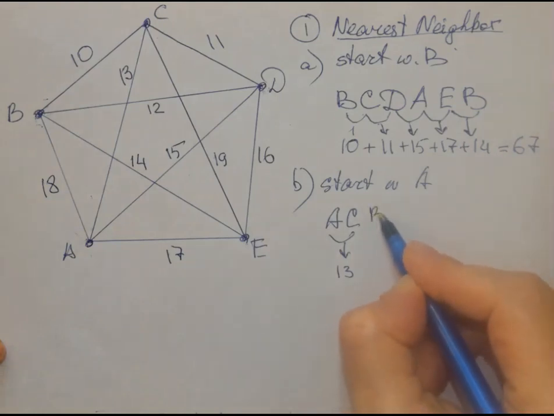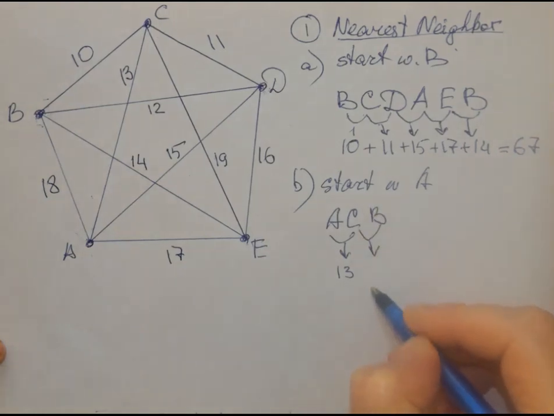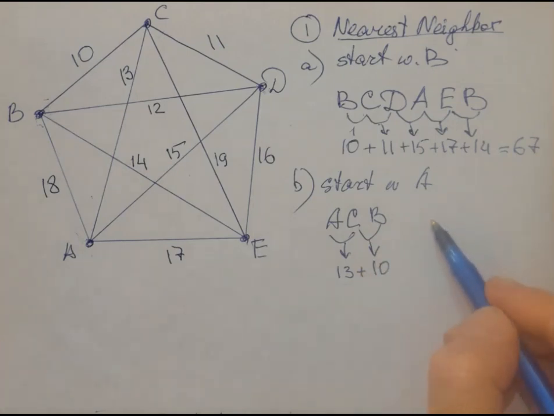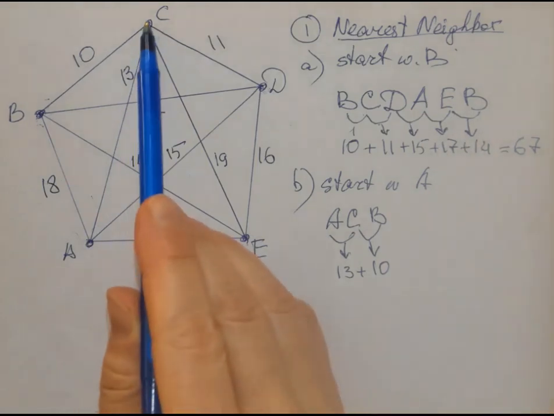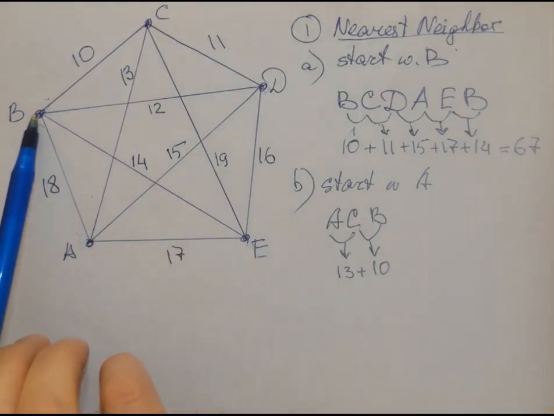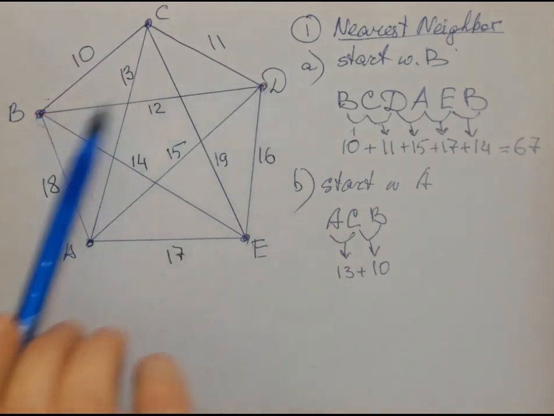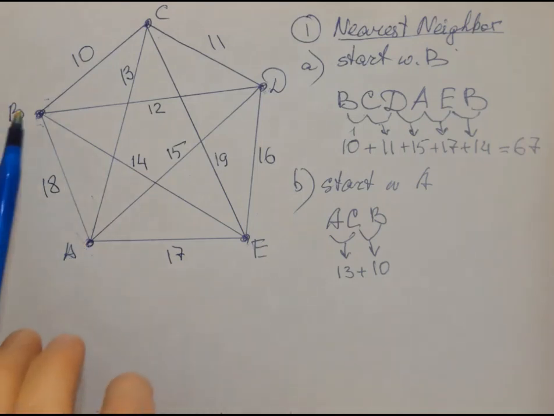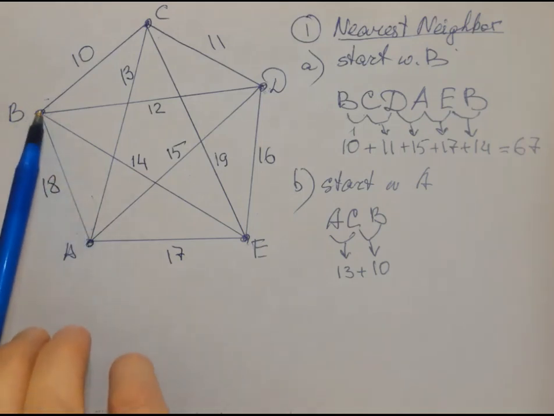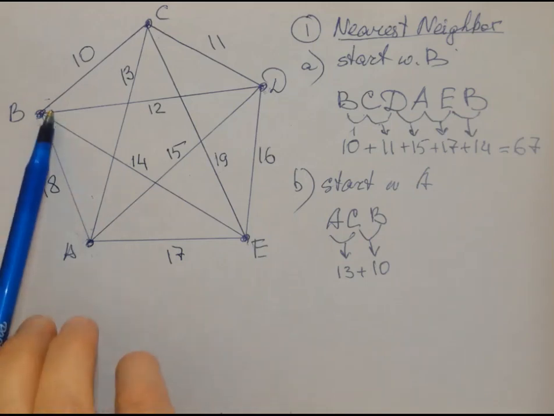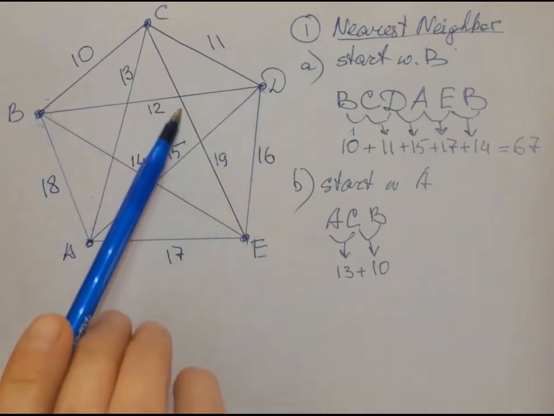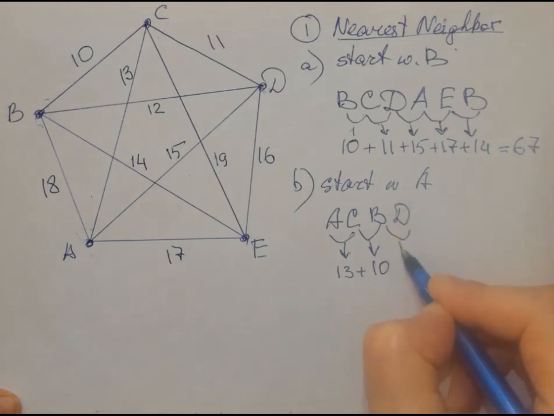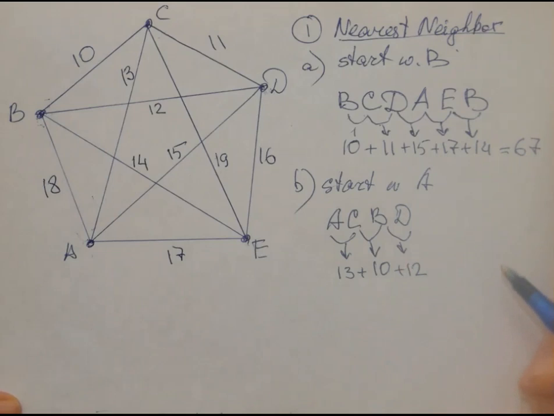We travel to B and we add to our weight 10. From B, so A, C, B, we have the following options: D or E. We are not considering BA since it will finish our circle and it will not be Hamiltonian circle. So we choose between 12 and 14. 12 is better, so the next vertex will be D. We add 12.